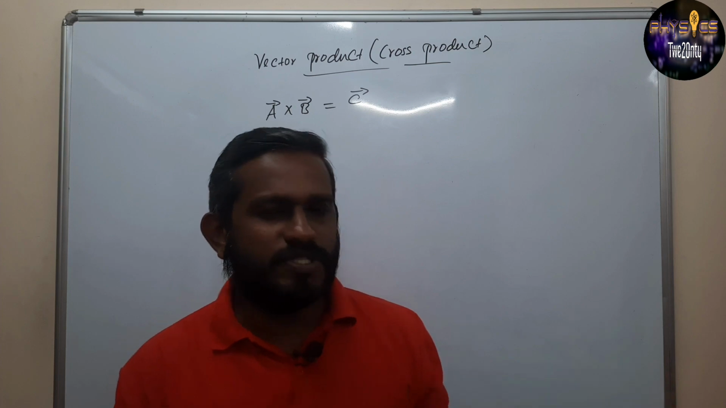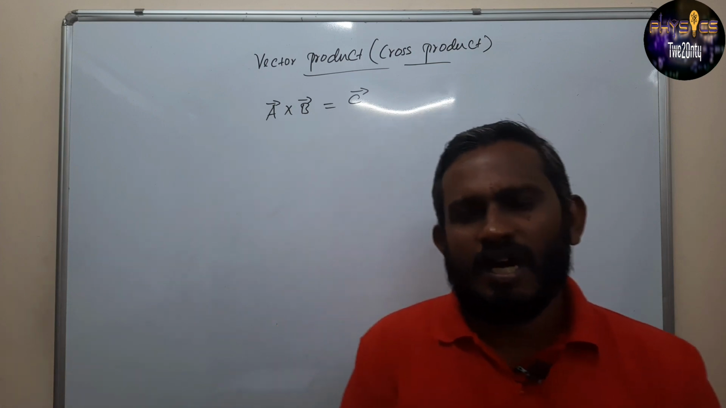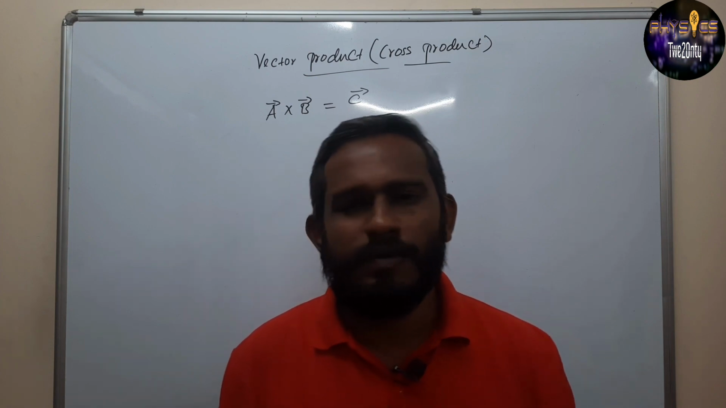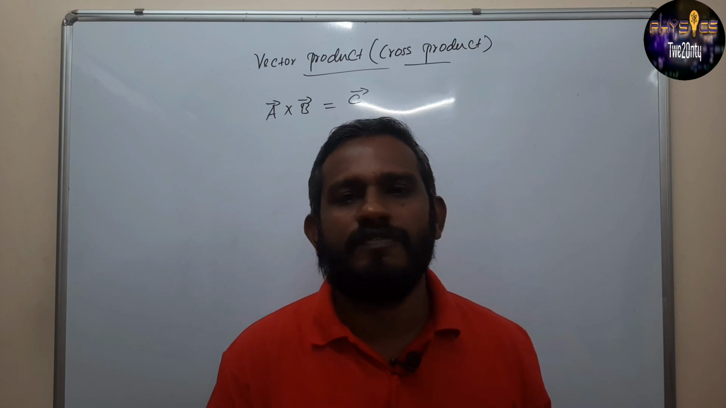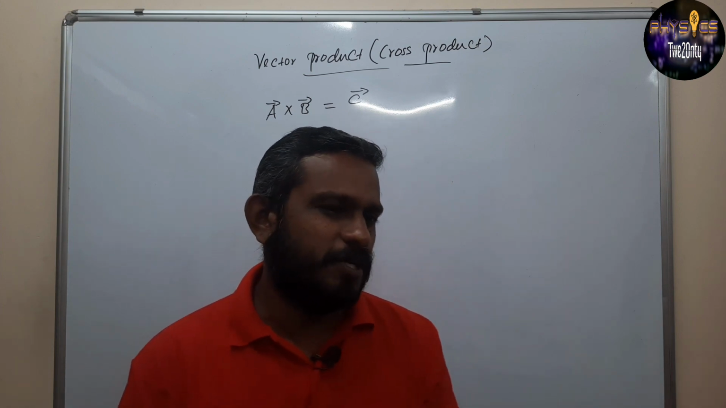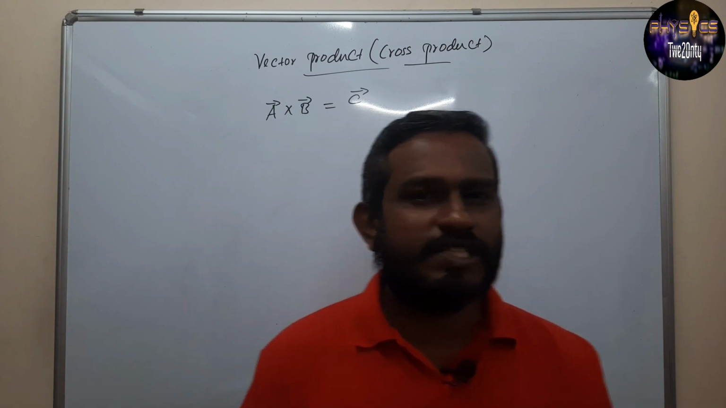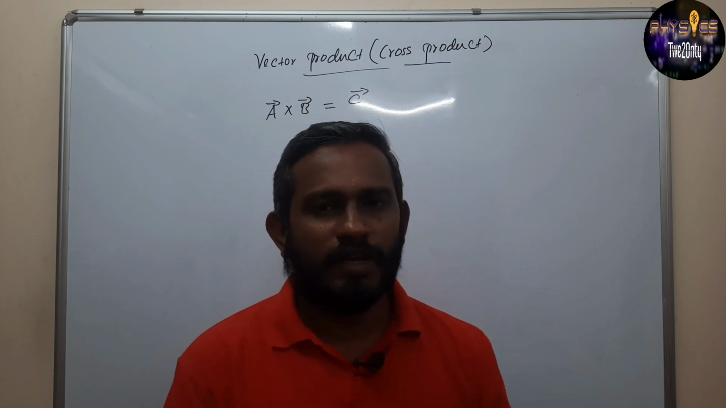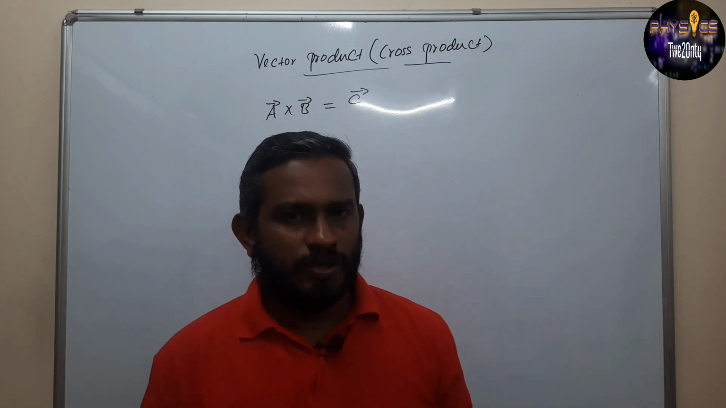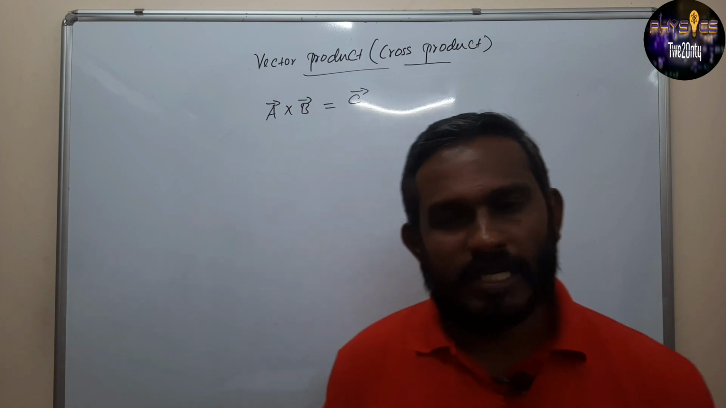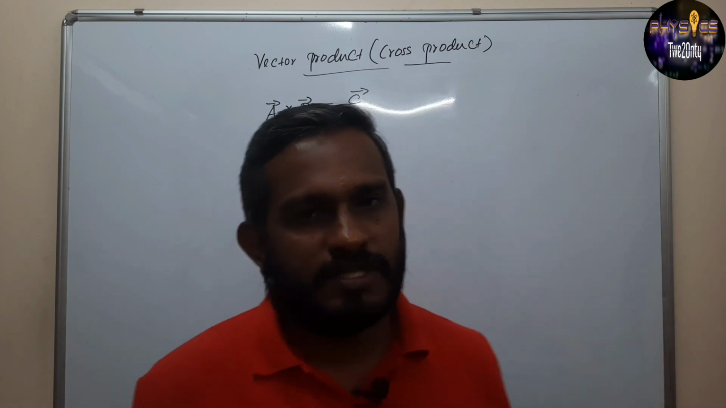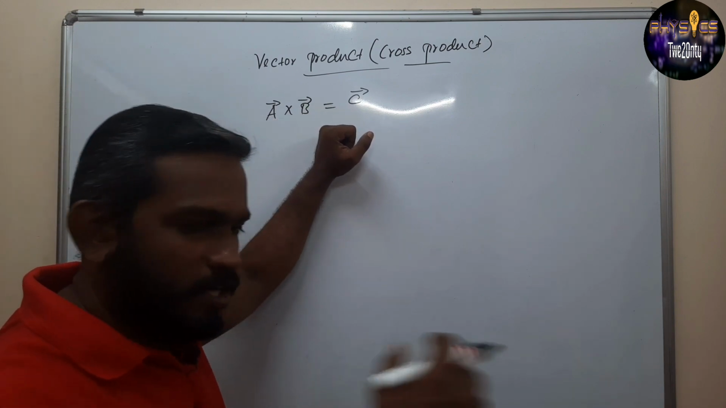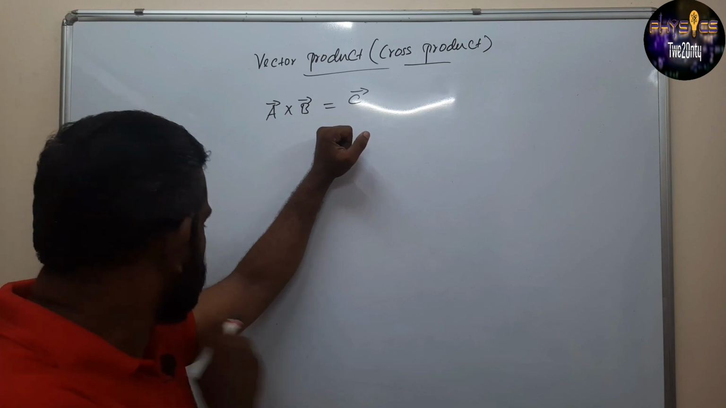In the previous two sections we have discussed dot product of vectors and the numericals of dot product of vectors. In the first video we discussed the concepts of dot product: what is dot product, what is its geometrical interpretation, what are its properties, and the important formulae. In the last section we discussed 10 numericals related to dot product of vectors. In this section we are going to see the cross product of vectors, or vector product.